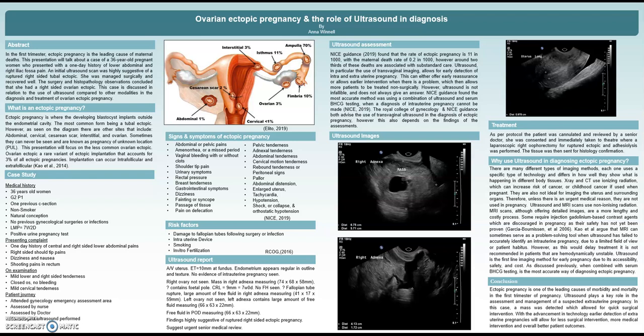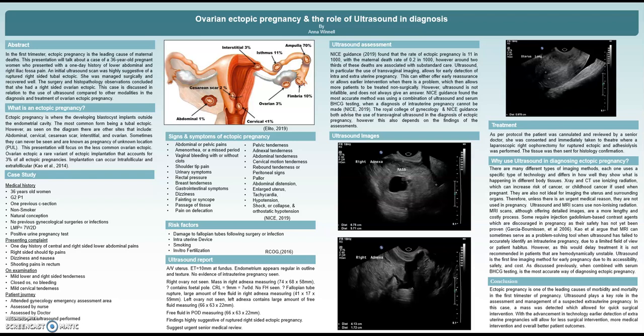Factors that may increase the risk of ectopic pregnancy include damage to fallopian tubes following surgery or infection, the use of an IUD, smoking, and IVF. However, most women who have ectopic pregnancies have no identifiable risk factors, and as we can see from the case study, neither did patient A. NICE Guidance 2019 found that the rate of ectopic pregnancy is 11 in 1,000, with the maternal death rate of 0.2 in 1,000. However, around 2/3 of these deaths are associated with substandard care.